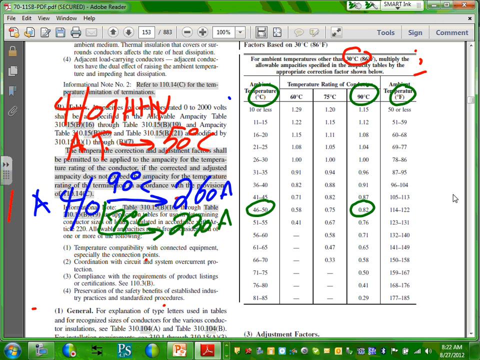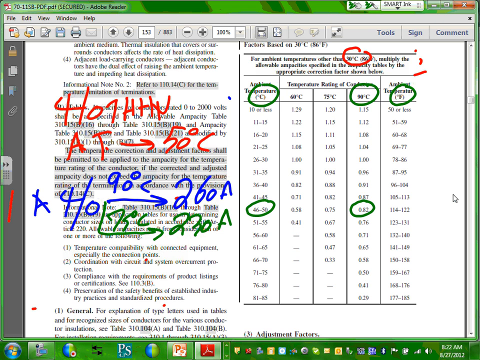Anybody does not know how to use this table? If you graduate from Dunwoody not knowing how to use it, ask for a refund. Anybody does not know how to use it? Really straightforward. Here's the temperature, and here's the insulation. If I was using THW instead of THHW, which column am I going to default to now for the rating?